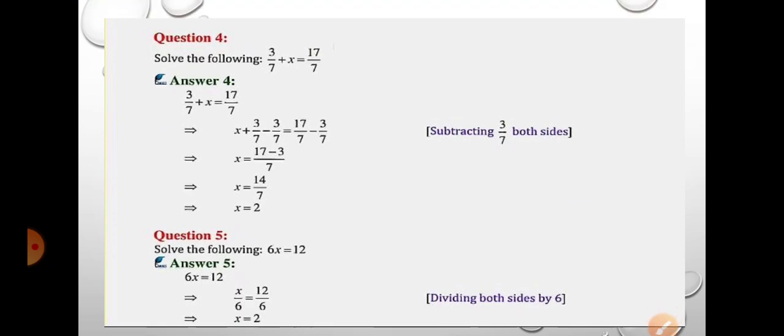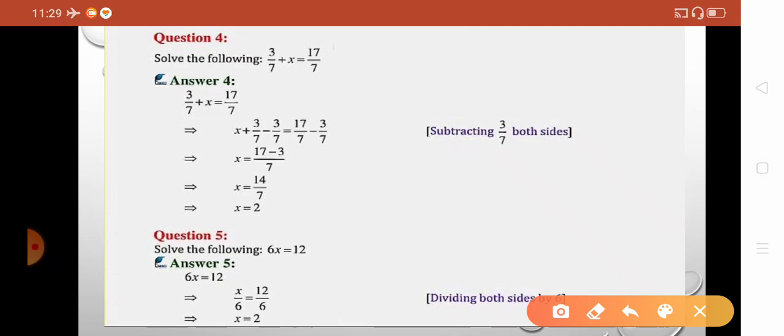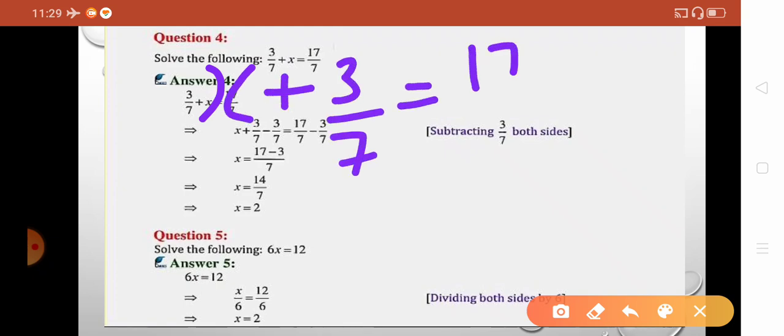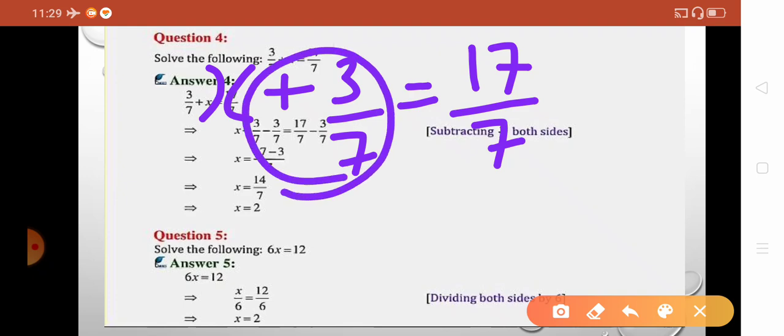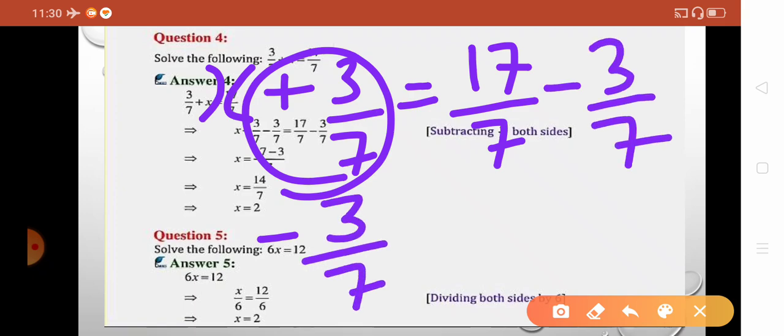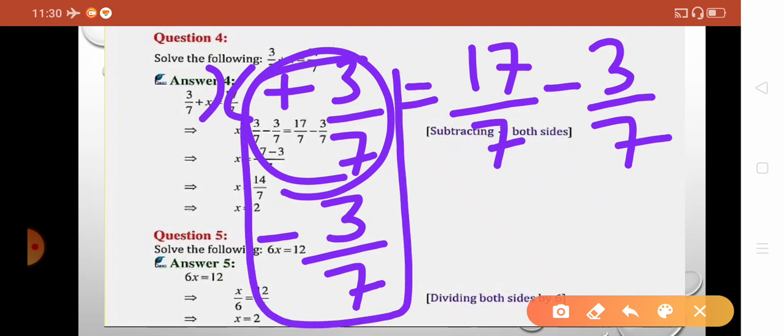Fourth one, solve the following: 3 by 7 plus x is equal to 17 by 7. The same method you have to use, the balancing method. So we can write it as x plus 3 by 7 is equal to 17 by 7. What you have to do is remove this plus 3 by 7. That means you have to operate with the opposite sign. The opposite of plus is minus, that is minus 3 by 7 on this side and minus 3 by 7 on this side. So plus 3 by 7 and minus 3 by 7 will become 0.